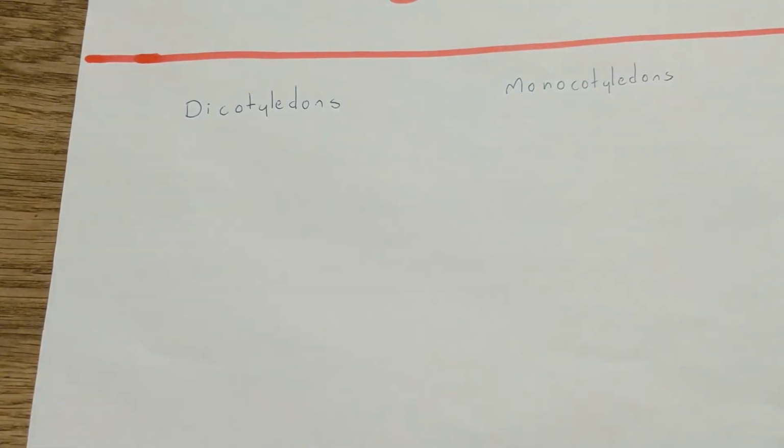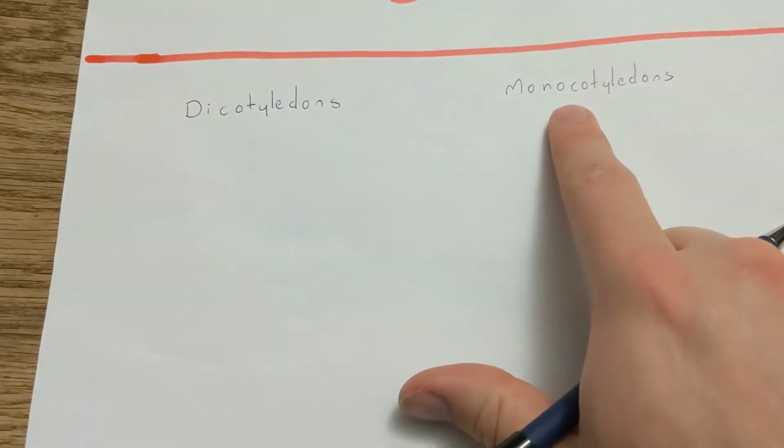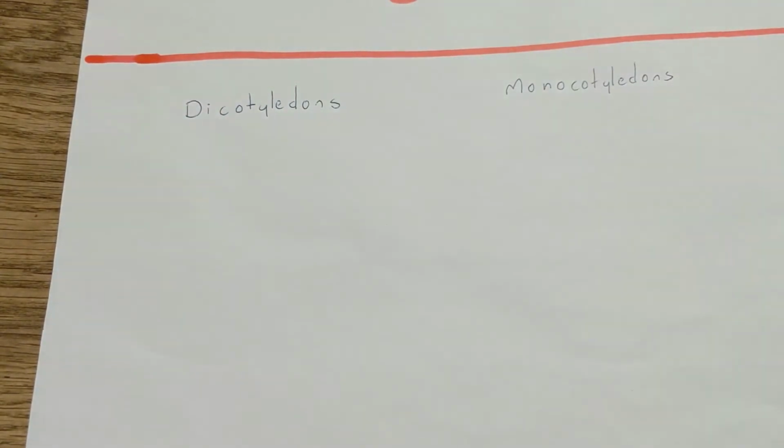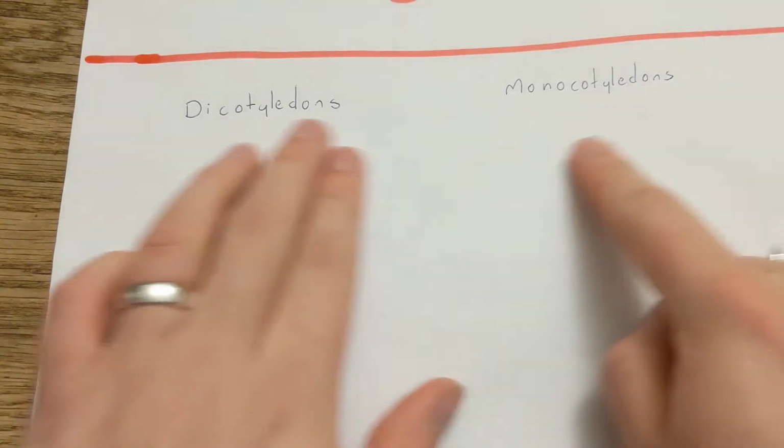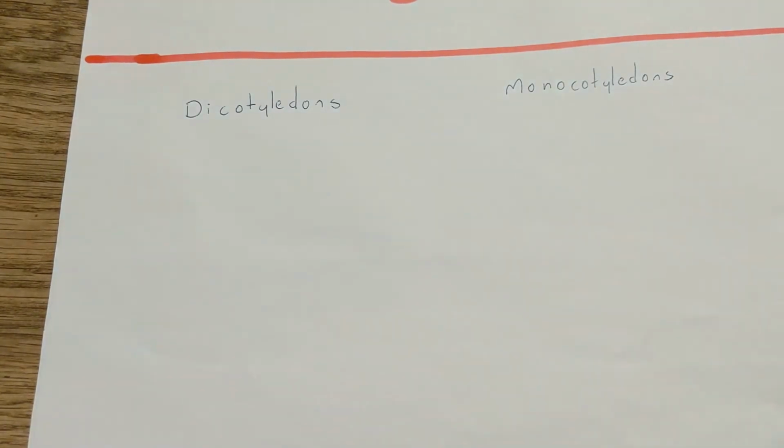Now, the big difference between these, the di and the mono, is basically to do with their seed. So a seed is basically a baby plant. And so a monocotyledon, that tiny little seed, only has like one leaf inside it. And a dicotyledon, that tiny little seed, has like two tiny little baby leaves in it. That's the main difference in them. But when they grow up and they grow into full flowering plants, there's some more differences in them.